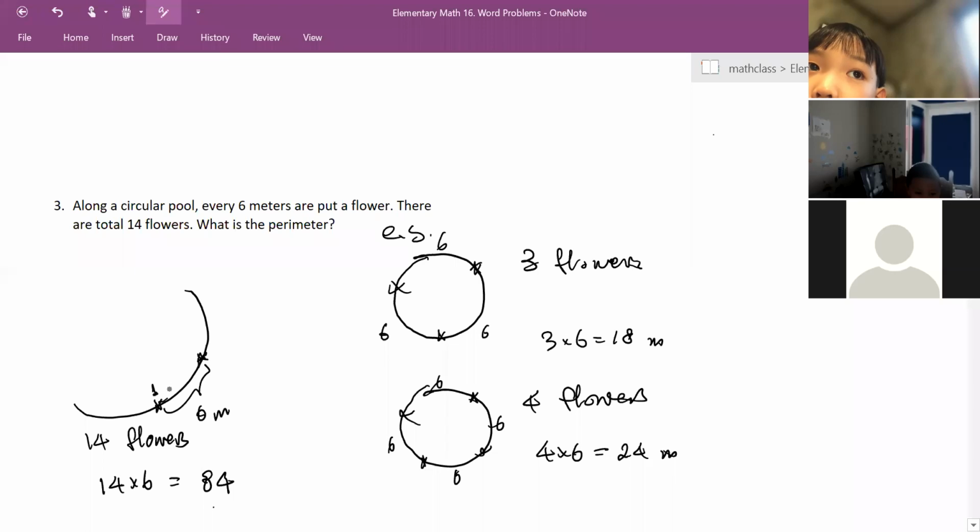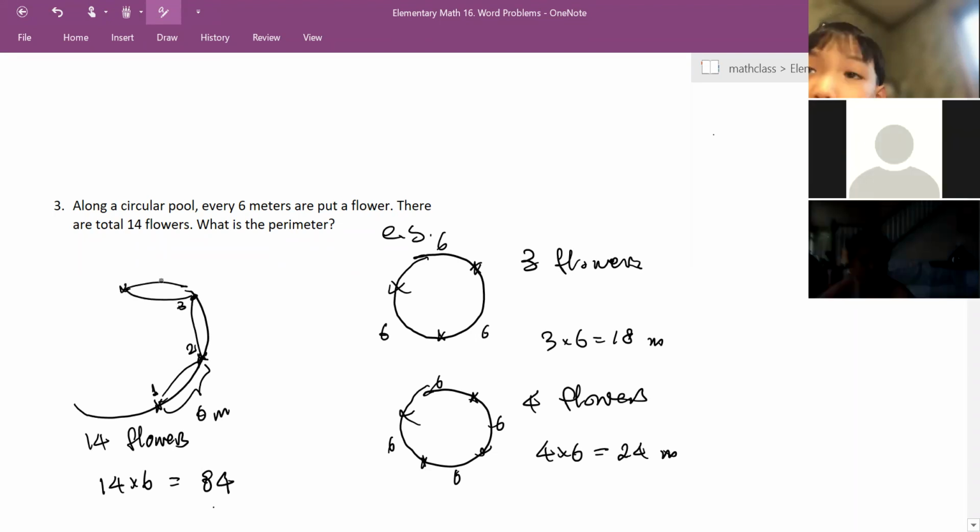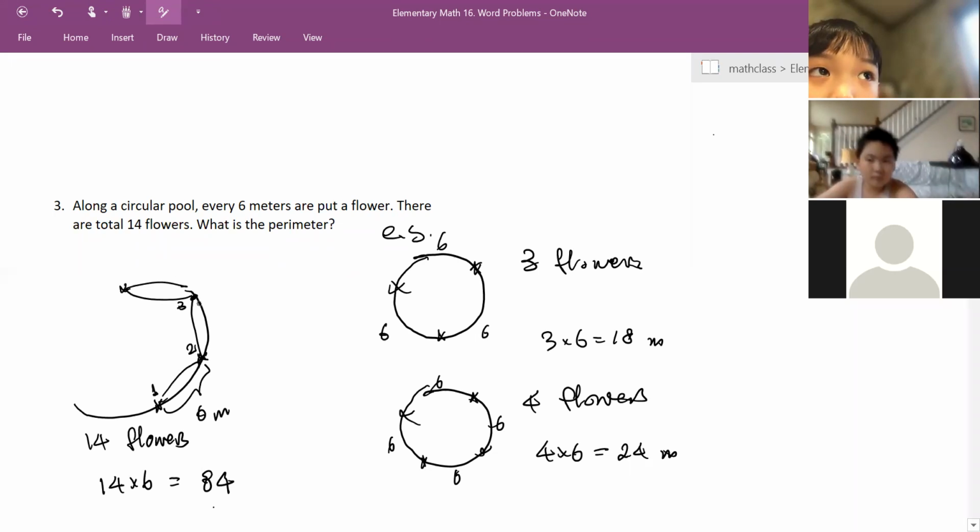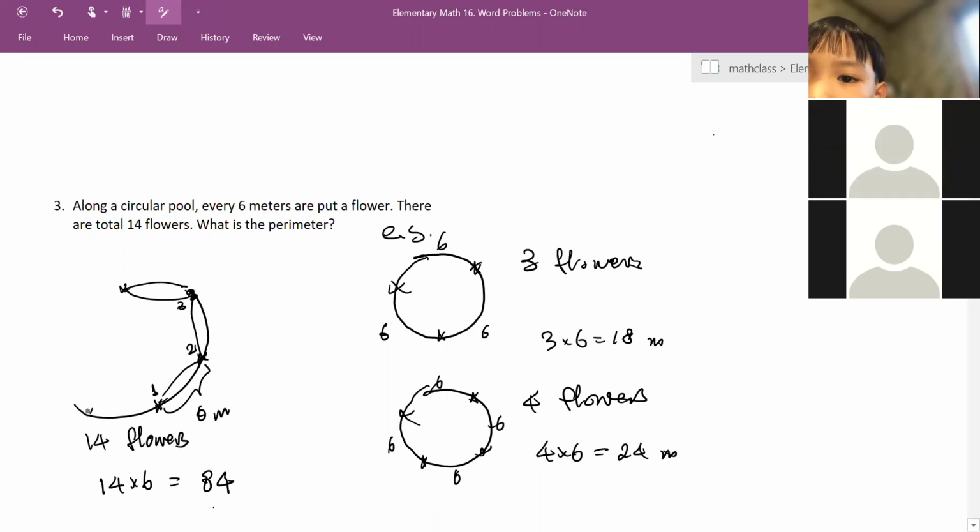Now, you can also do this, though it's a little bit harder. The first flower, you go to the right about 6 meters. Second flower, 6 meters. Third flower, you measure the distance on the right from that flower. So if you have 14 flowers, you have 14 pieces here. That's why just 14 times 6 gives you the total parameter. So this is a tricky problem.